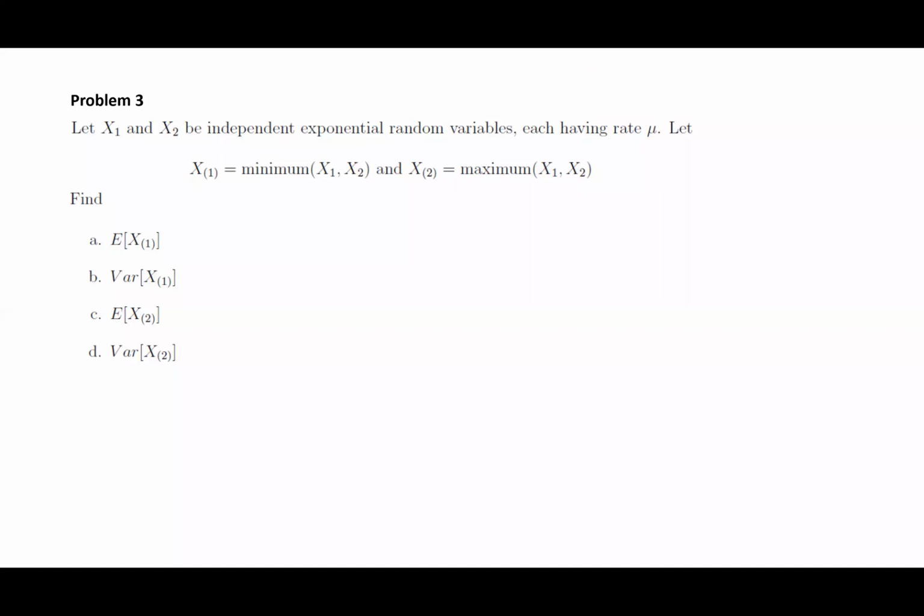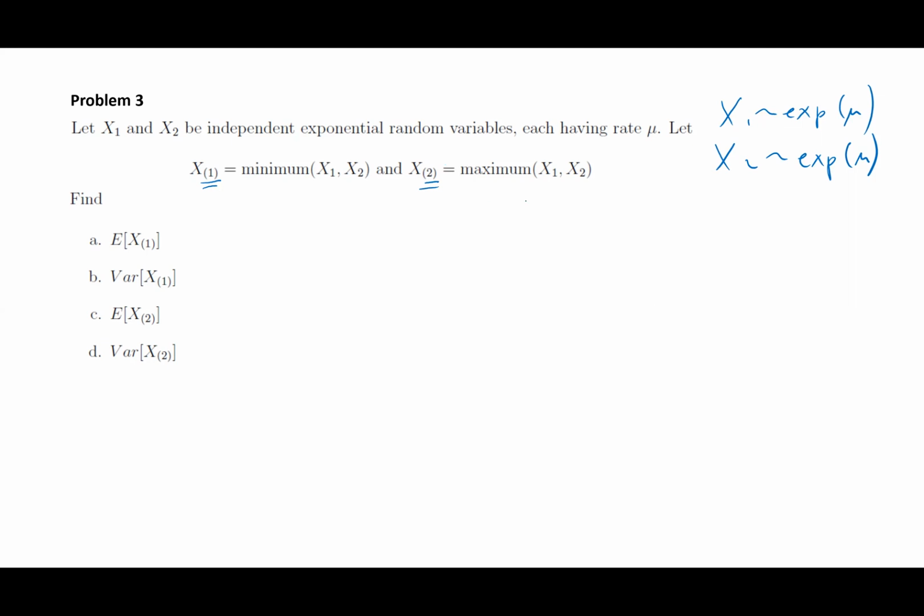Let's take a look at problem number 3. We're going to let X1 and X2 be independent exponential random variables, each having rate mu. So X1 is an exponential random variable with parameter mu, and X2 is also exponential with parameter mu. X_(1) is the minimum of X1 and X2, and X_(2) is the maximum of X1 and X2.